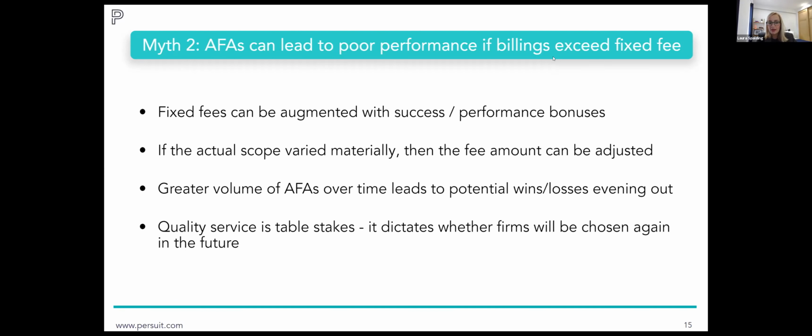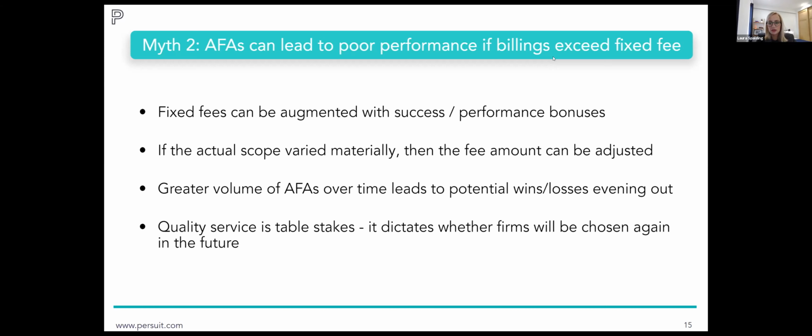Ultimately, the more AFAs you do and the more it becomes acceptable, the less chance there's going to be that you're going to be losing quality because you're getting a lower price. And an AFA doesn't necessarily mean a lower price anyway, it just means a fairer, more predictable price. And then ultimately the quality of service is table stakes. So firms aren't going to be sacrificing the quality of their work and their opportunities in the future to win more work just because they're trying to cut costs.